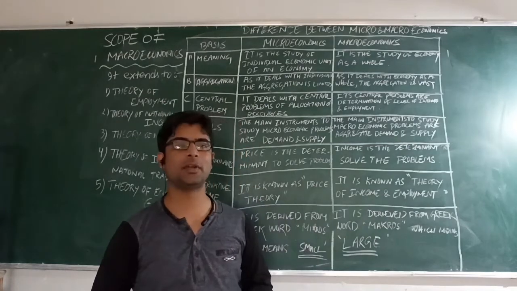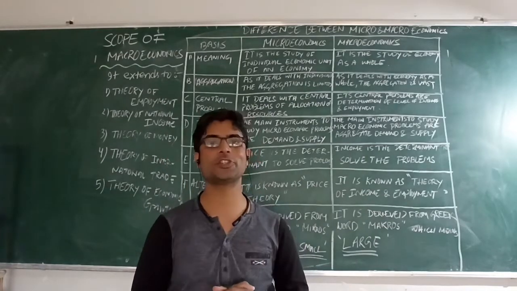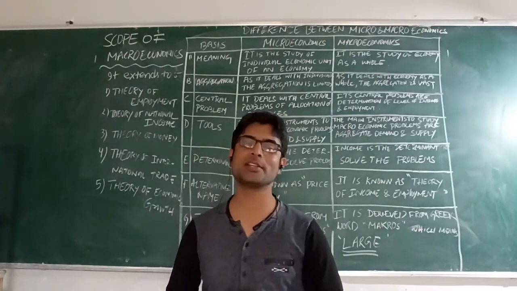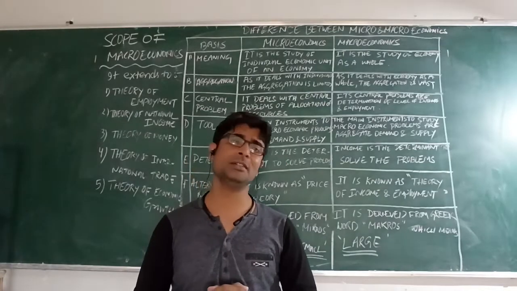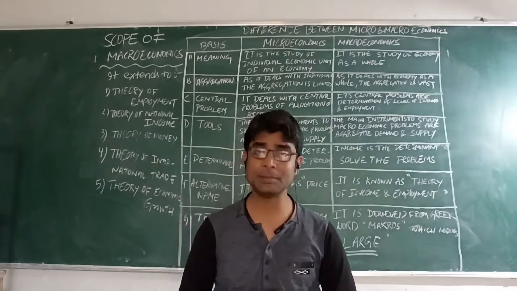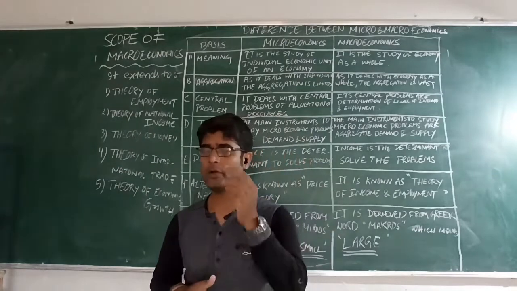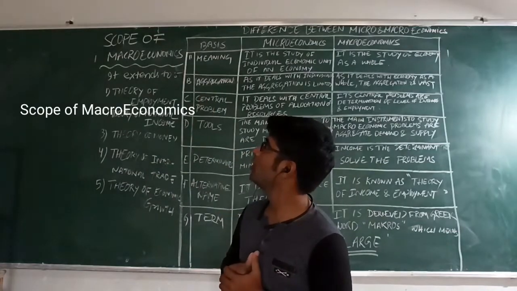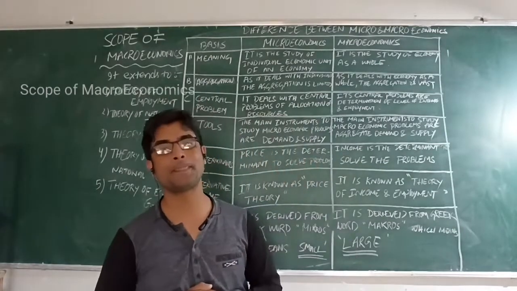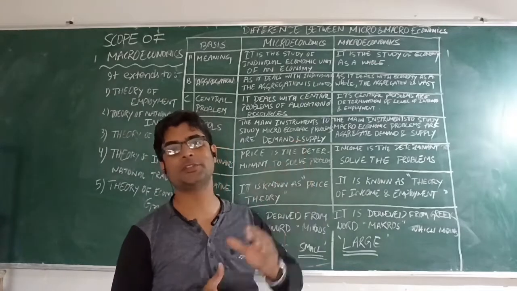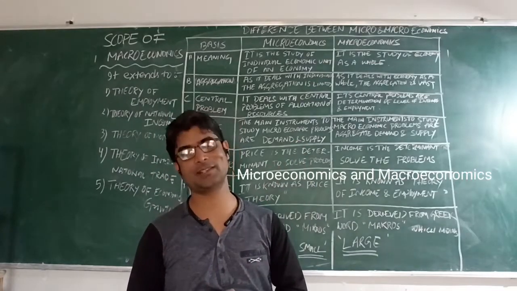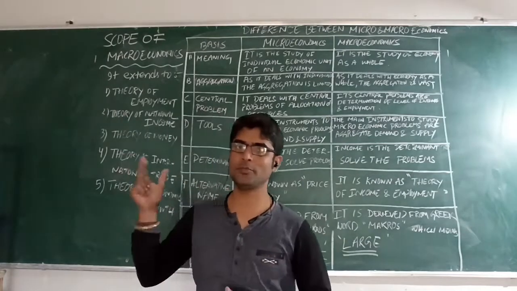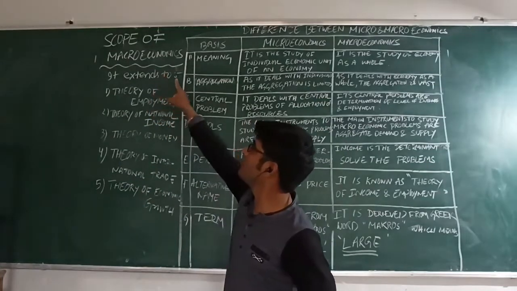You can recall that in the previous session we had discussed the introduction to economics, the meaning. Then we also discussed the classification of economics, that is microeconomics and macroeconomics. In today's class we will discuss two aspects. The first is the scope of macroeconomics, and then we will discuss the difference between micro and macroeconomics as a whole. Is it clear? So let's come to the topic, scope of macroeconomics.